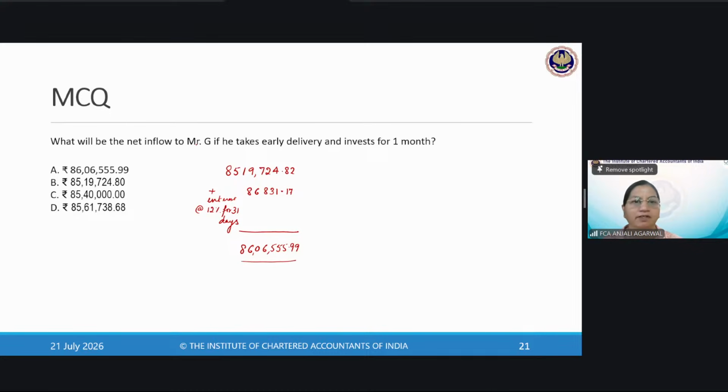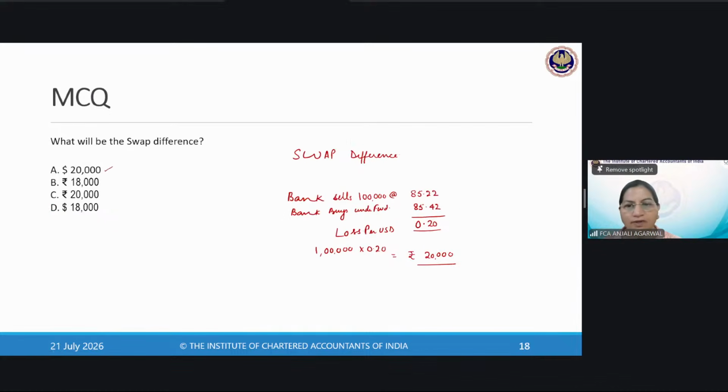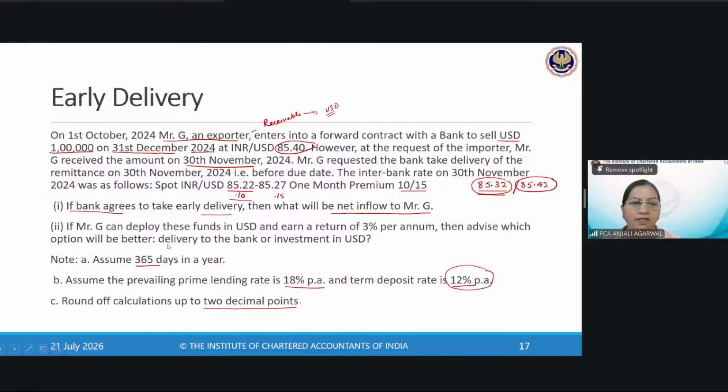So what will be the net inflow to Mr. G if he takes early delivery and invest for 1 month in India only? Then it would be A. Now 86 lakh 6,000 is more than 85 lakh 61,000. Therefore, what advice do we give? We advise him to bring the money on 30th November in India, take early delivery from the bank, and invest in India at 12%. So that would be more beneficial to him.